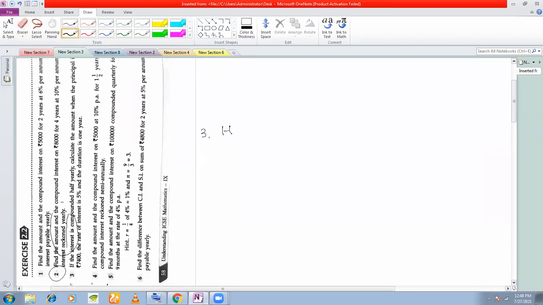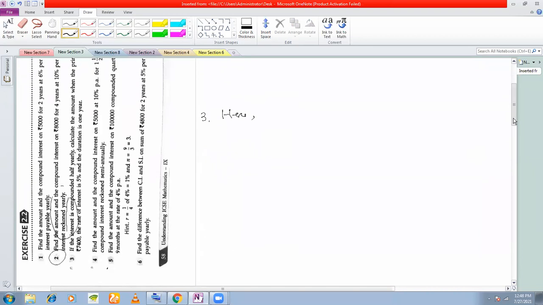Let's write what is given here. Calculate the amount when principal P is given to be how much? 7,400. Rate of interest is 5%. So R is 5. But remember, interest here is given compounded half yearly. And what do we do then? If the interest is compounded half yearly, we halve the rate, isn't it? So the rate here is 5 by 2.